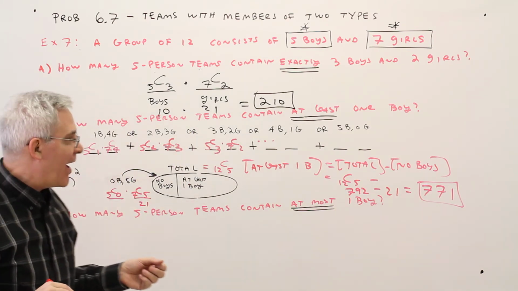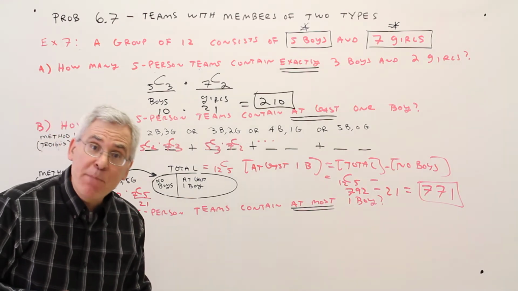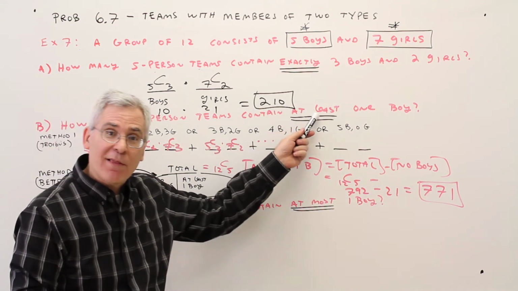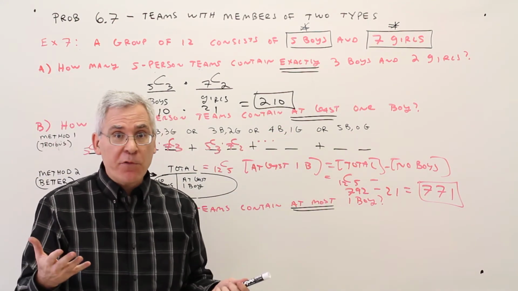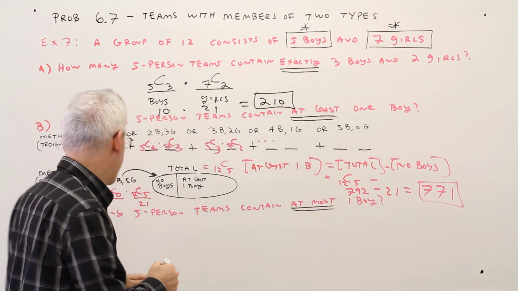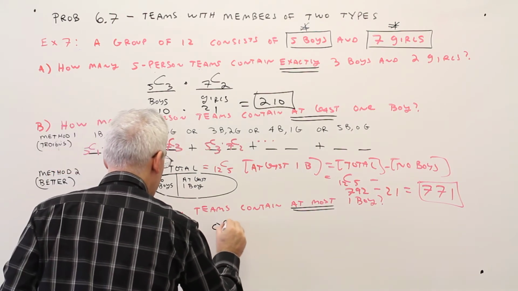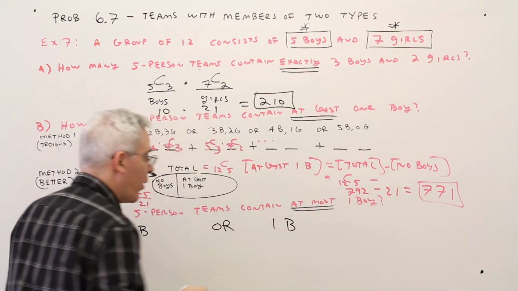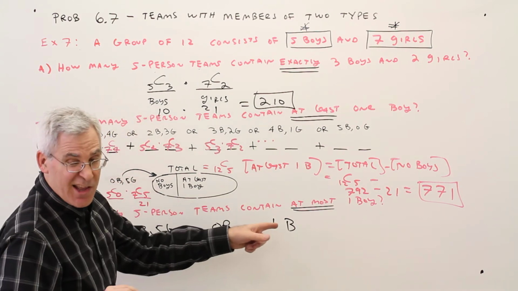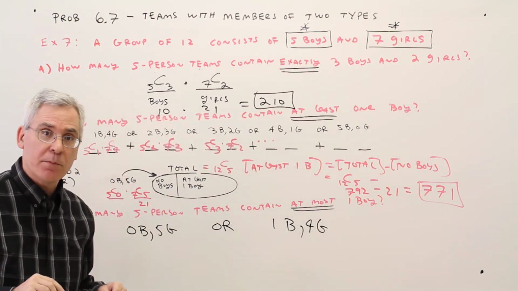All right, the final part. How many 5-person teams contain at most 1 boy? Okay, so there's a big difference between at least 1 and at most 1. At most 1 boy really means no boys or 1 boy. So this really means 0 boys or 1 boy. And if I got 0 boys, I've got 5 girls. And if I got 1 boy, I've got 4 girls, because it's a 5-person team.